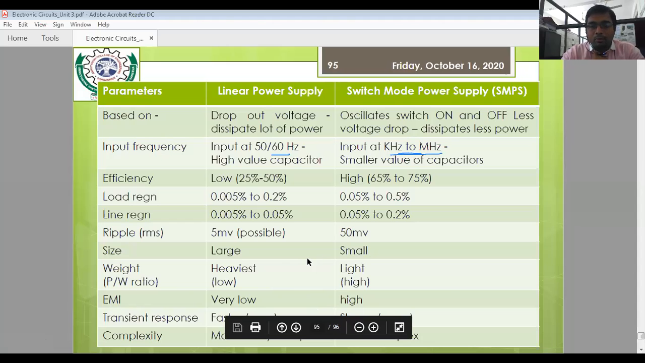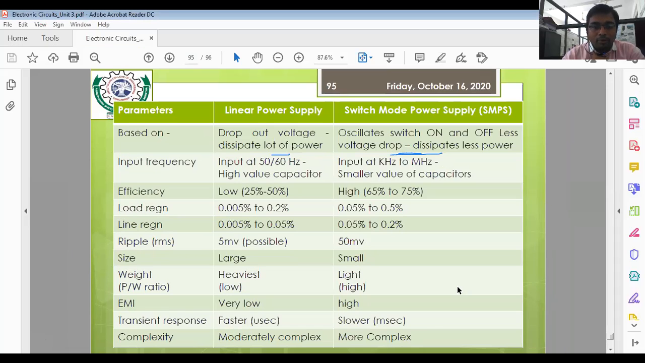Similarly, for the transient response, the linear power supply is faster, and SMPS is a little bit slower compared to this. For complexity, the linear power supply is simpler and SMPS is complex. So this is all about the SMPS and the voltage regulator.